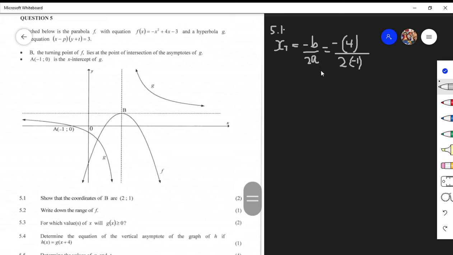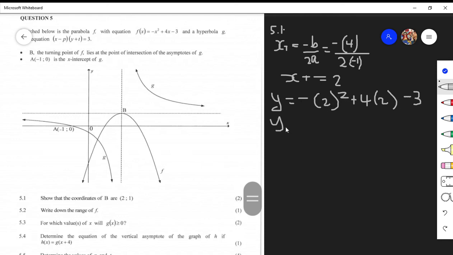Okay, so now we have our x value of our turning point as negative 4 divided by negative 2, which is positive 2. After we find our x value, what we need to do is substitute this x value into the original equation to find our y value. So y is equal to negative, open a bracket, 2 squared, plus 4, open a bracket, 2, minus 3. And 2 squared is 4, that's going to be negative 4.